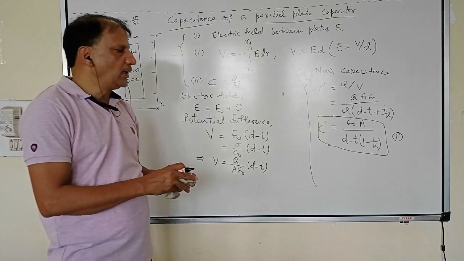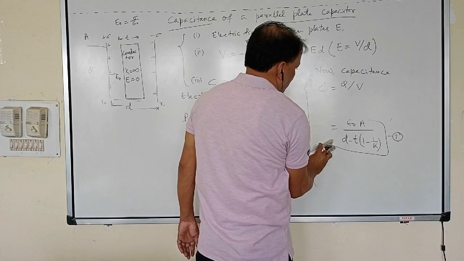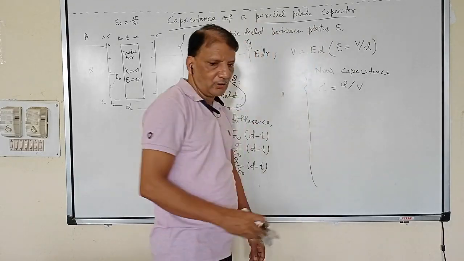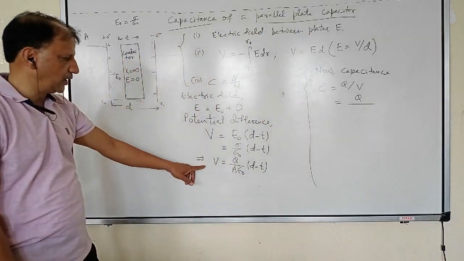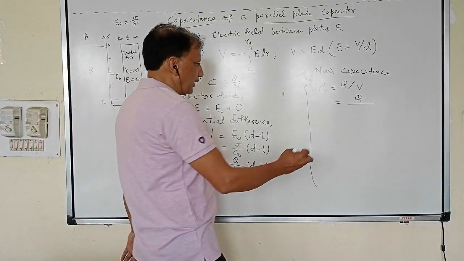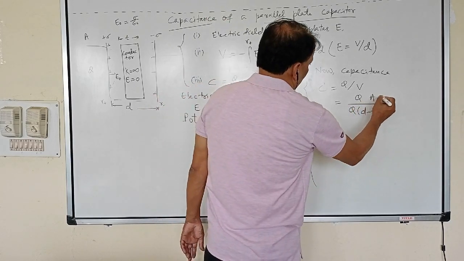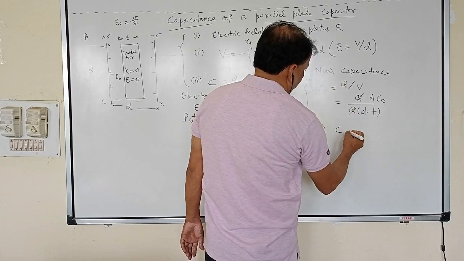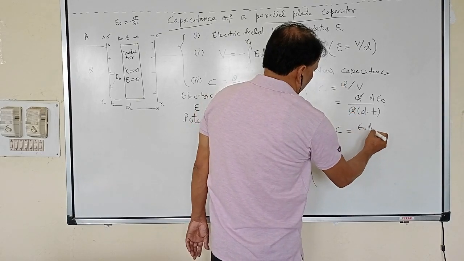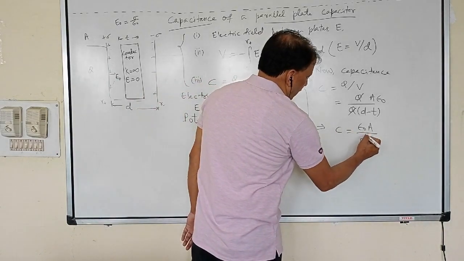Now we have to find the expression for capacitance. Capacitance is given by C is equal to Q upon V. Now Q is Q, and what is the value of V? From here we put the value: Q times D minus T upon A epsilon naught. Q cancels. So C is equal to epsilon naught A upon D minus T.